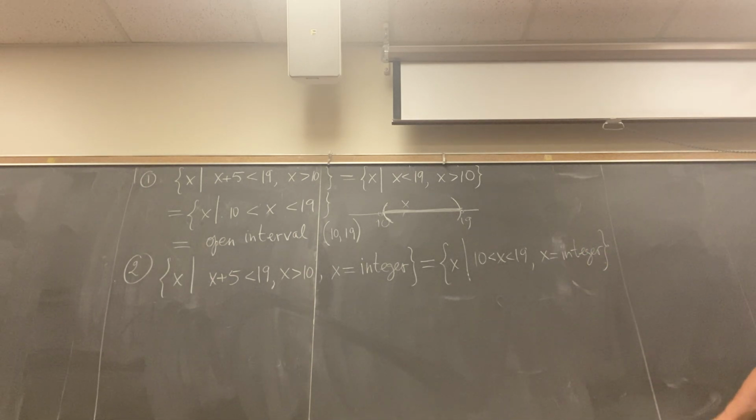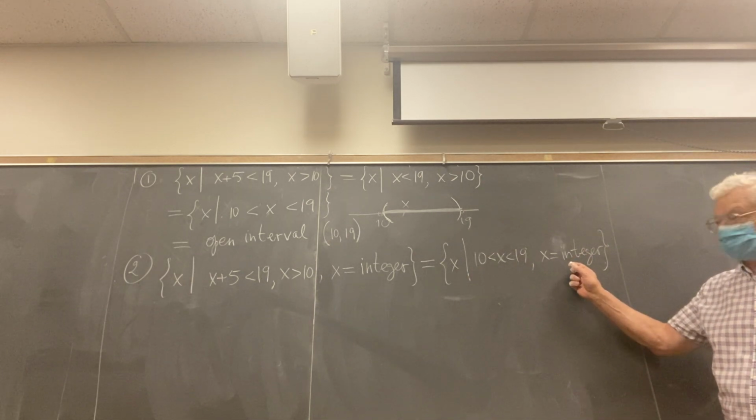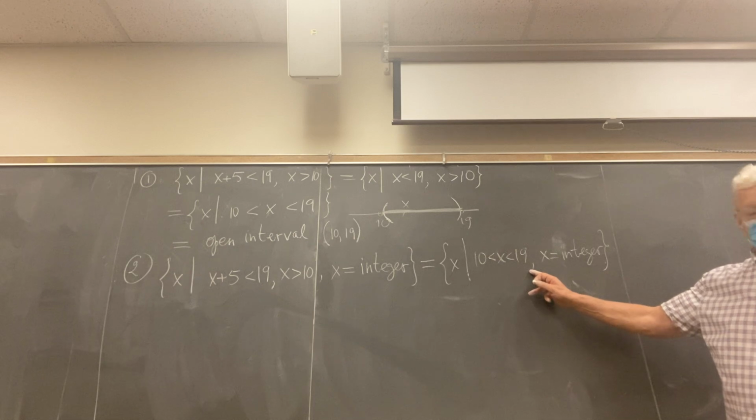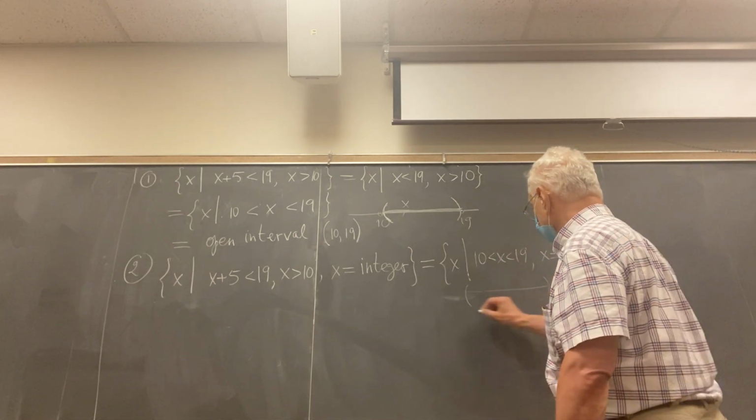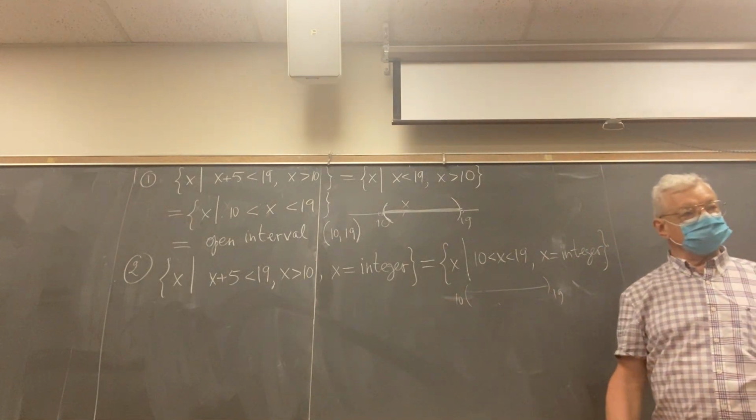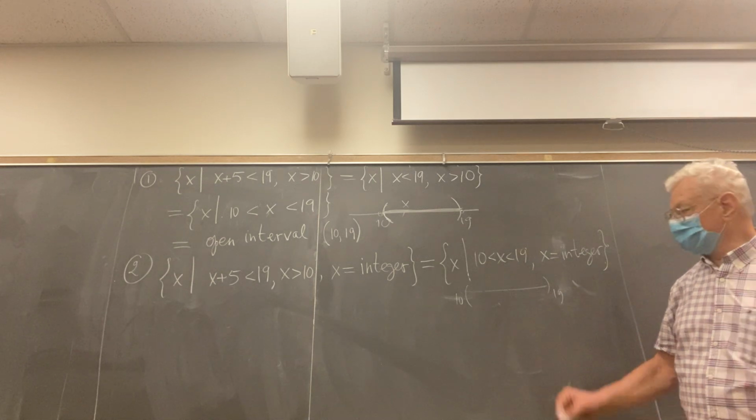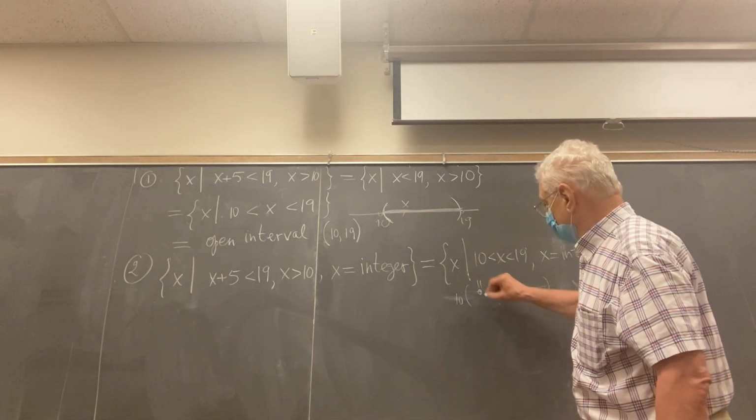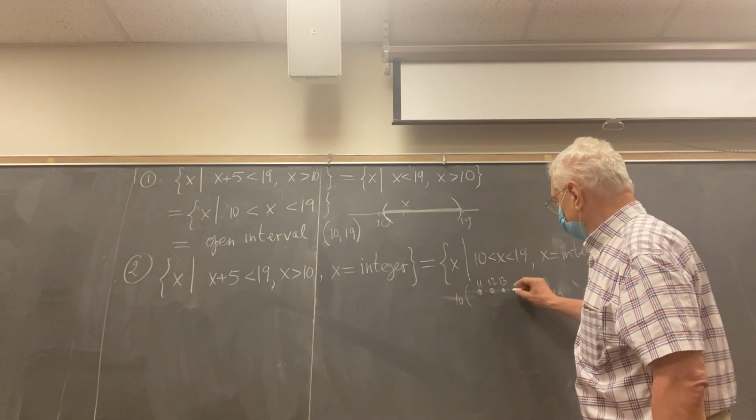Okay, so what do I have to do? If I forget about the second condition, it will be an interval, the same interval as before, from 10 to 19. But now it's an integer. Could you tell me some integer between 10 and 19? 11, good. Next, 12. Next, 13.